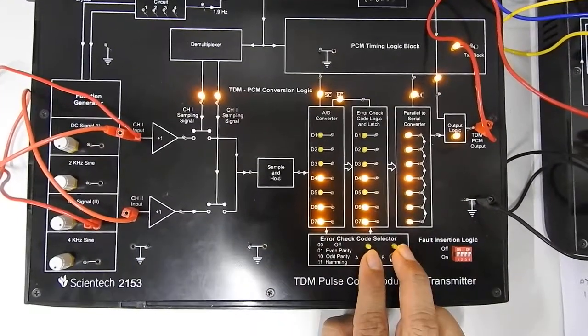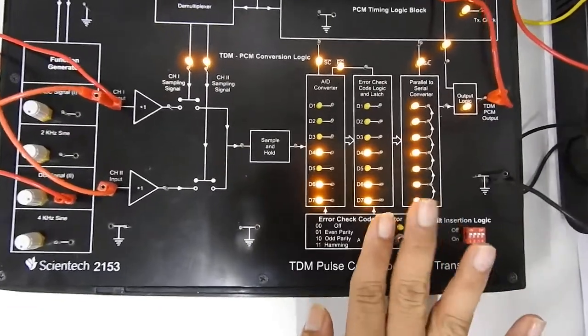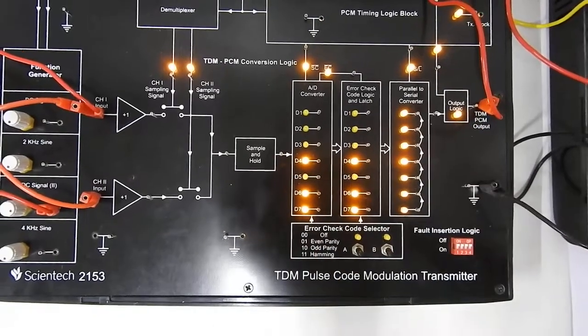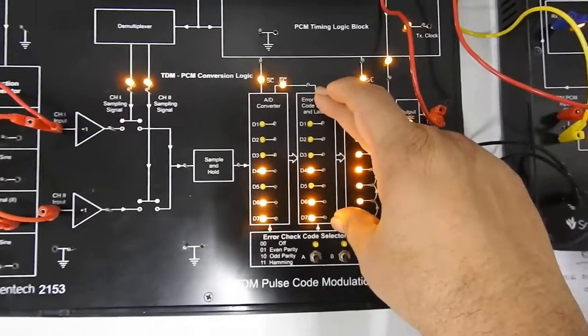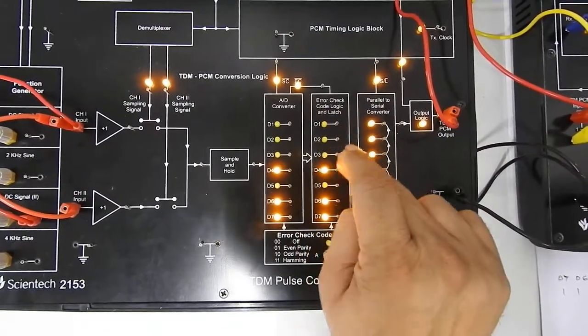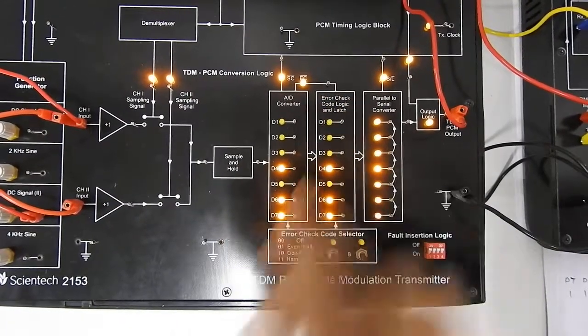Right now I have not used any parity, even or odd or Hamming, so it is 0, 0, and the data is the same, 1101. Now this is the error check and code logic switch. These 3 bits are basically C3, C2 and C1, the Hamming code bits.